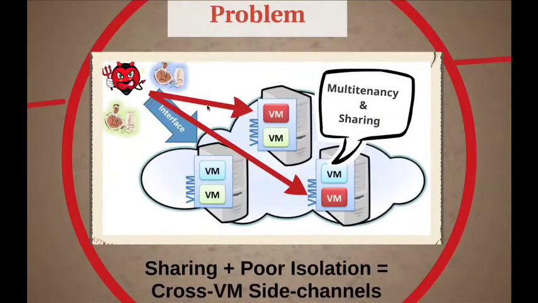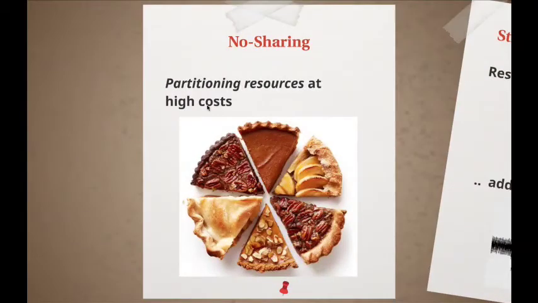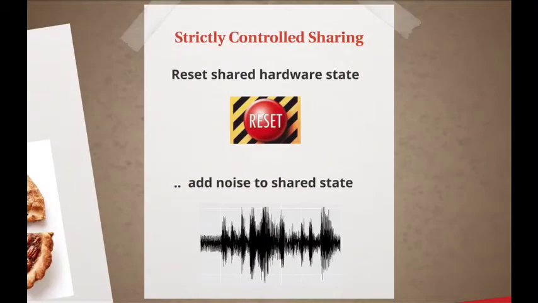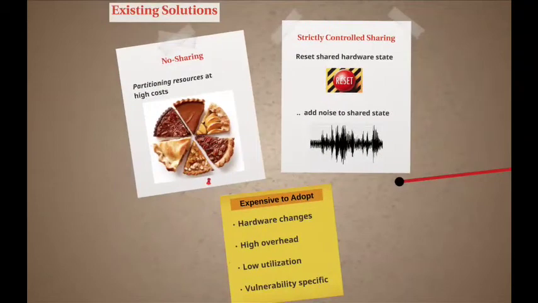In the past, people have shown that multi-tenancy and sharing that enables high utilization could also enable cross-VM side channels that leak secret information. A straightforward defense mechanism against these attacks is hard isolation, where one either partitions all the resources between tenants or controls information leakage by resetting or adding noise to the shared state. All these solutions are expensive to adopt as they either require hardware changes or incur high overheads and so on.